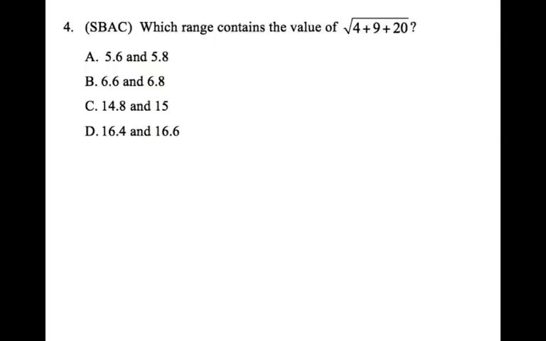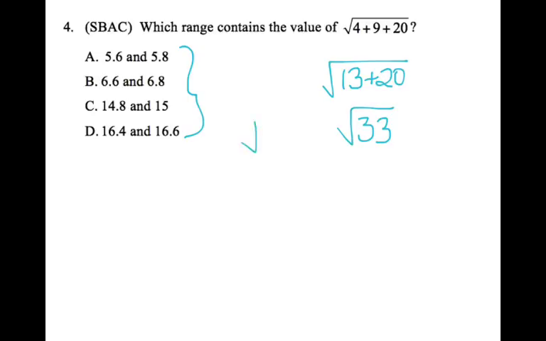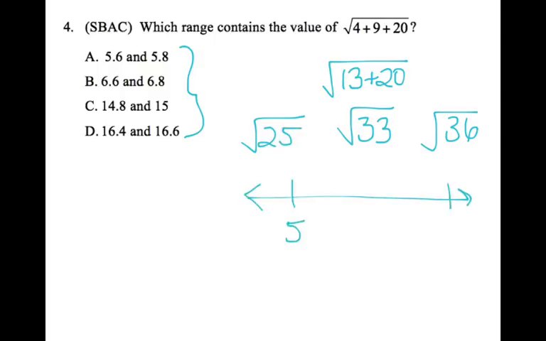Number 4, which range contains the value? So I'm going to take my square root, I'm going to simplify. I get 13 plus 20, which simplifies down to 33. So I need to know which decimal the square root of 33 is in between. Well, if I look at my perfect squares on each side, I have 25 and 36. So if I'm looking at a number line, the square root of 25 is 5, the square root of 36 is 6. The square root of 33 is going to be somewhere in between.